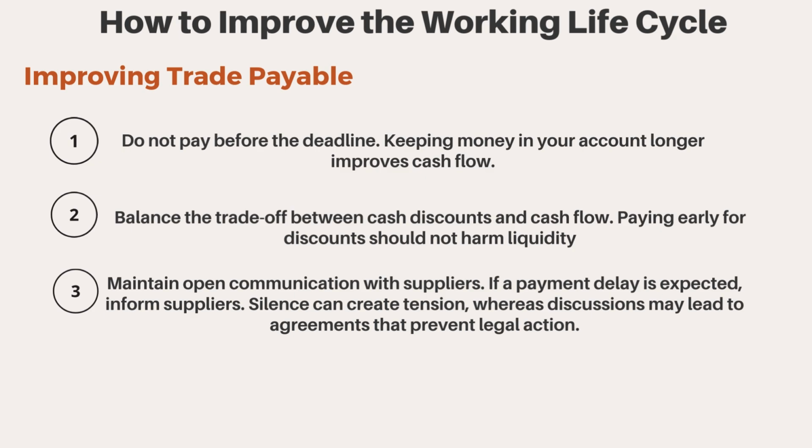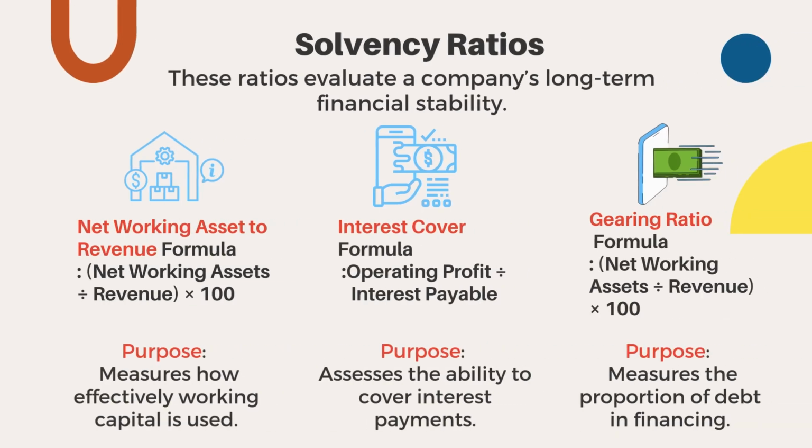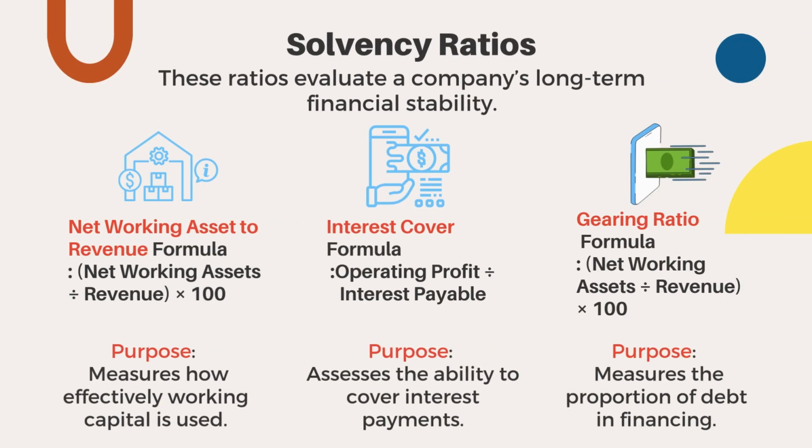3. Maintain communication with suppliers. If payments may be late, inform them. Silence may cause tension, while discussions can prevent legal action. Solvency ratios. These ratios evaluate a company's long-term financial stability.